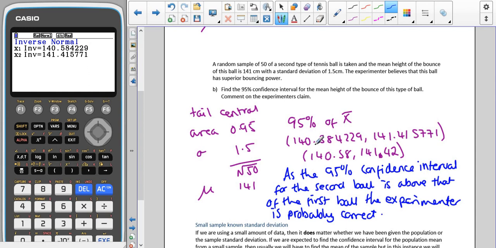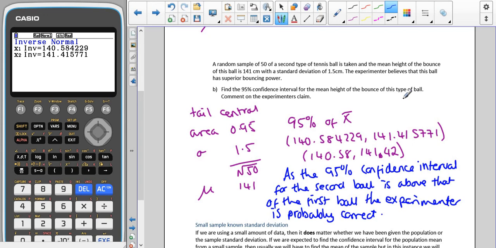So this time, again, our tail is central, our area is 0.95. This time our standard deviation is 1.5 divided by the square root of 50 because that was our sample size, and the mean is 141. And that means that 95% of the means for the second type of ball are going to be between 140.584229 and 141.415771. And again, I've rounded those to 2 decimal places, and we can see the difference there.